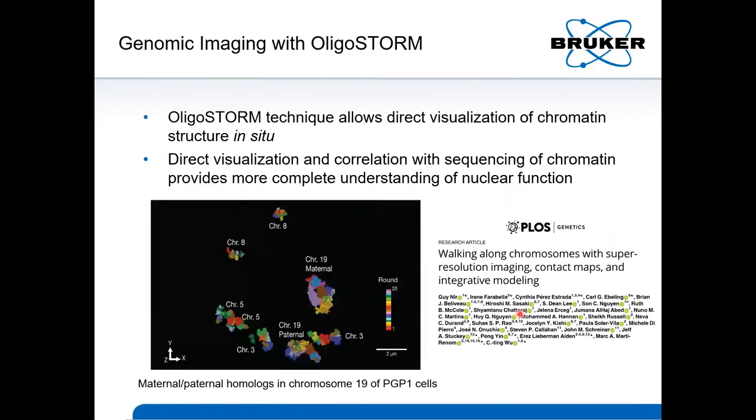This oligoSTORM technique allows direct visualization of chromatin structure in situ and has been used successfully to perform multi-chromosome walks in this paper using the Vutara imaging platform. Direct visualization and correlation with sequencing of chromatin provides a more complete understanding of nuclear functioning.